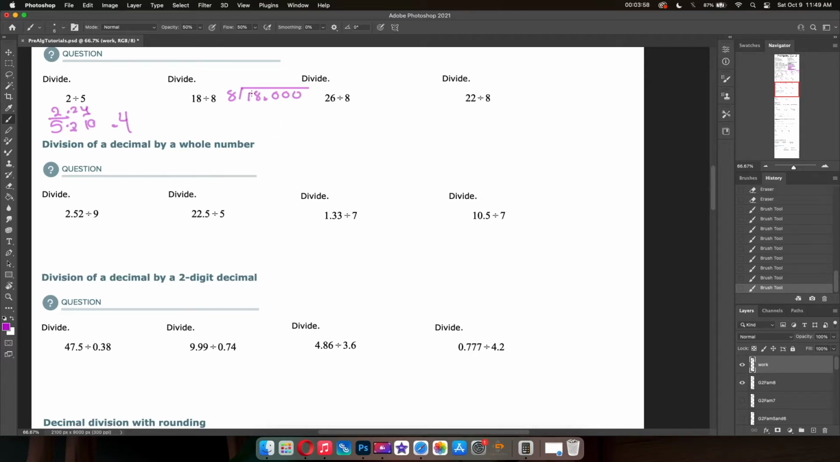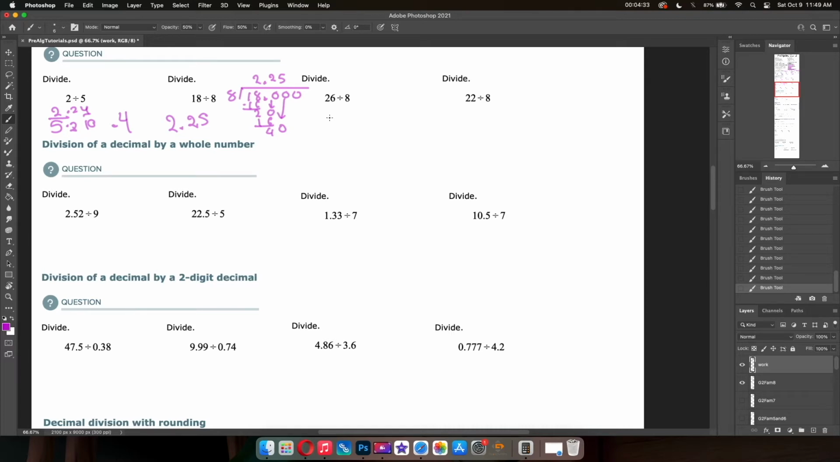8 doesn't go into 1, but it does go into 18 twice, because 2 times 8 is 16. Subtract, and I get 2. Now that I've put in those 0 placeholders, those are the numbers that can drop down to help with the long division. 8 goes into 20 again twice, so that is going to be 16. That's 4, and then another 0 drops down, and 8 goes into 40 5 times. So I was right. So 2.25 is our final answer. 26 divided by 8.